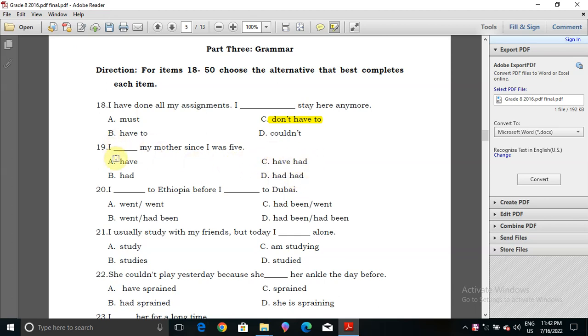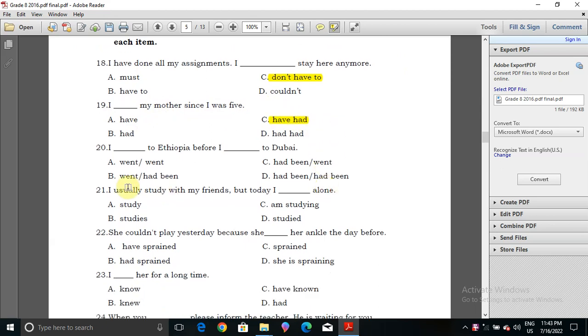Why? Because "I have" is the correct one, but the verb, which is "had", will be different. Like "have", the verb 3 form of "have" is "had", right? So that means "I have had my mother since I was 5." So the correct answer for question number 19 will be "I have had."